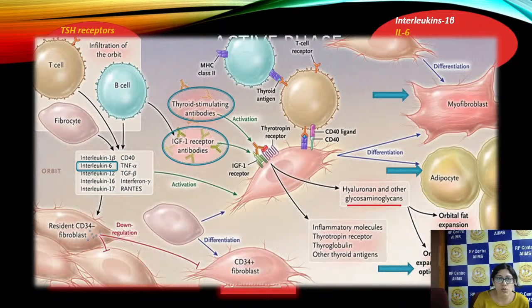This is a diagram showing the thyroid stimulating antibodies as well as the IGF-1 receptor antibodies acting on the orbital fibroblast, leading to proliferation of adipocytes along with an accumulation of glycosaminoglycans, leading to orbital tissue expansion.